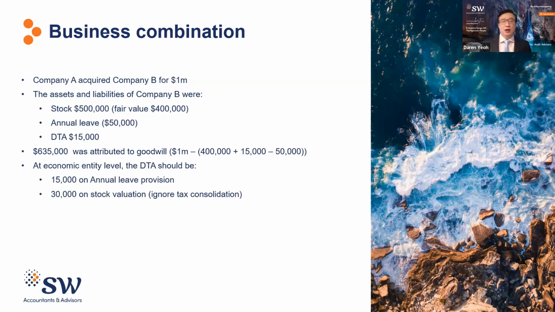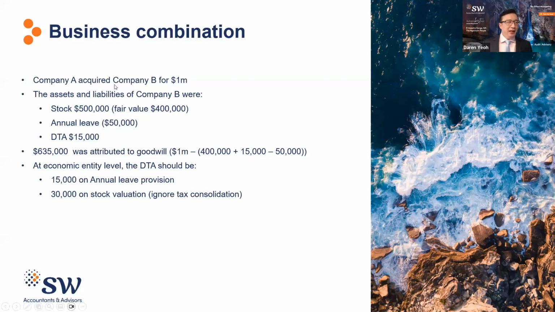Let's say company A acquired company B for $1 million. And the assets and liabilities of company B were as follows. In company B's balance sheet, the stock was valued at $500,000 at cost. Annual leave is $50,000. So in company B, when you apply tax effect accounting, you recognize a DTA on the annual leave. So $50,000 times 30% is $15,000. Okay, no temporary difference on its stock.